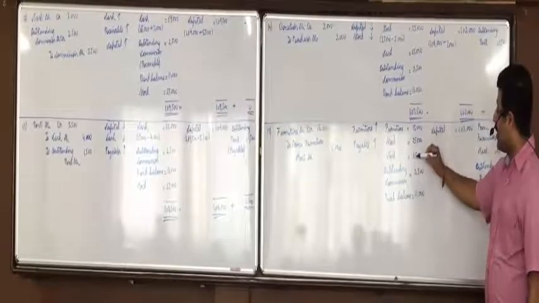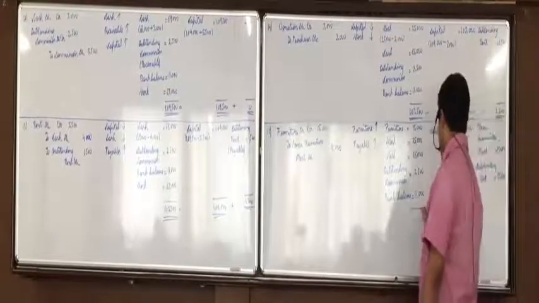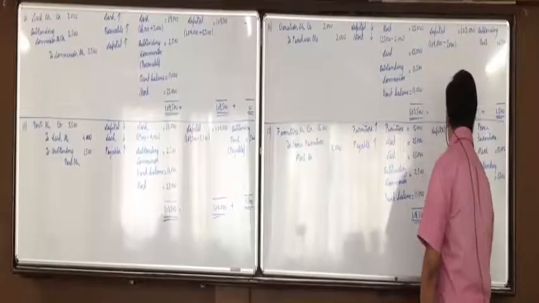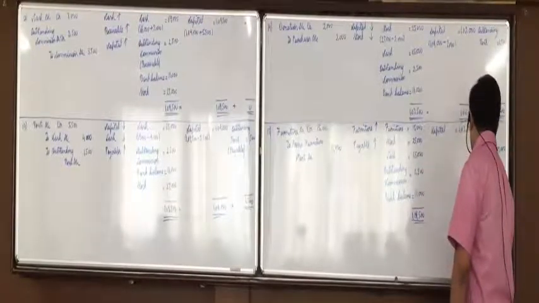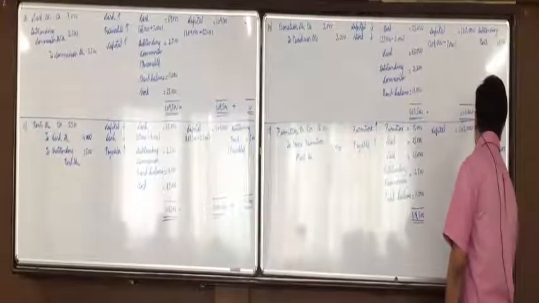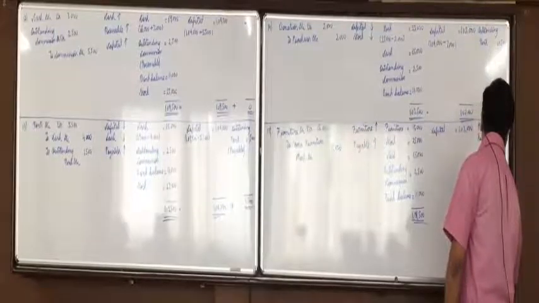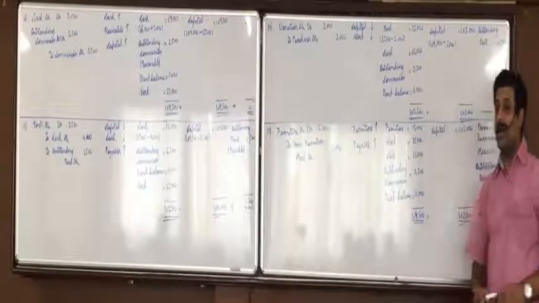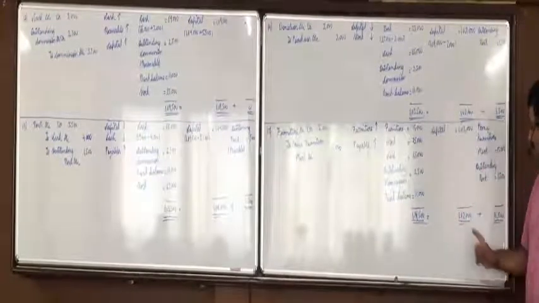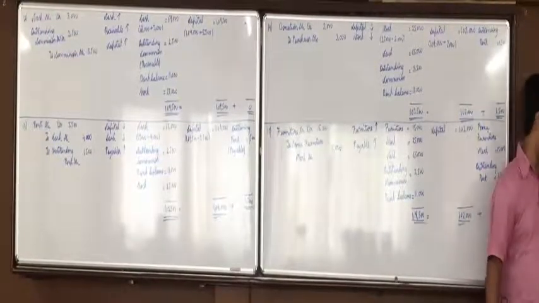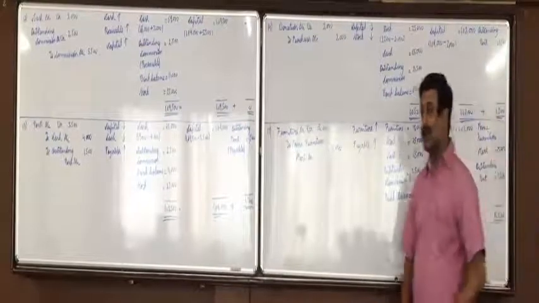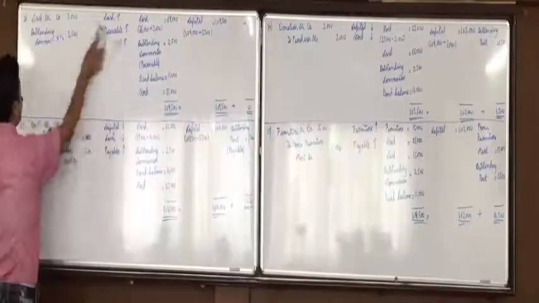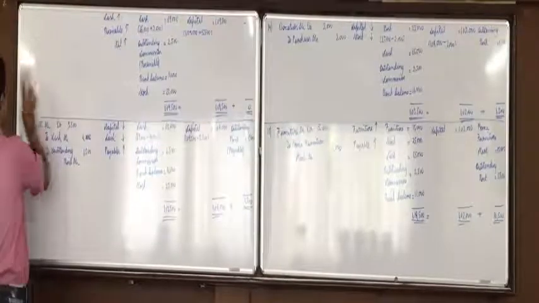Now 15, 40, 105, 107, 1,18,500. 1,02,000 plus 16,500. Does the magic work or not? Yes. 1,18,500 is equal to 1,02,000 plus 16,500. Are you all clear with this? Only 4 more are remaining. Let us finish it fast.